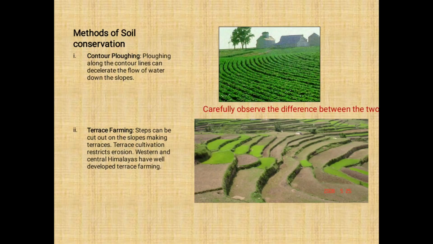Next one, terrace farming. As we know, in hilly and mountain areas, terrace farming is the best practice for conserving water as well as soil. Steps can be cut out on the slope, making terraces. Terrace cultivation restricts erosion. Western and central Himalayas have developed terrace farming in a wide range.